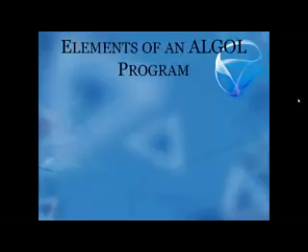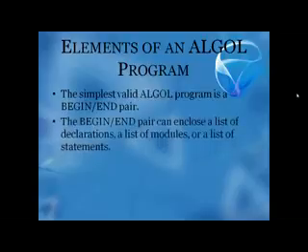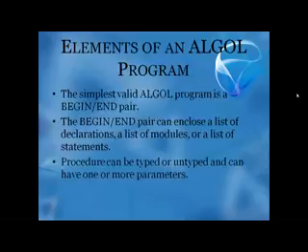Elements of an ALGOL program. The simplest valid ALGOL program is a begin-end pair. The begin-end pair can enclose a list of declarations, a list of modules, or a list of statements. If the begin-end pair is preceded by a procedure heading, the entire program is a procedure. Procedures can be typed or untyped and can have one or more parameters.